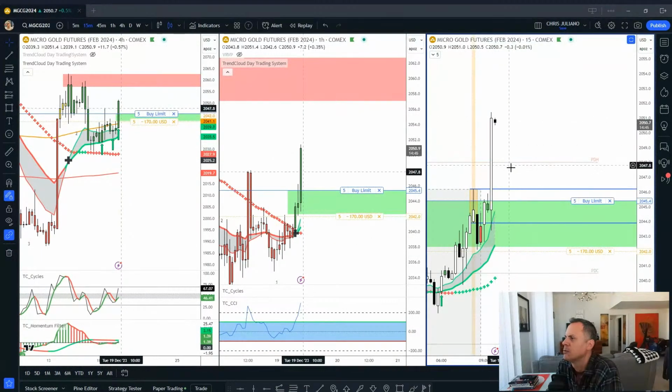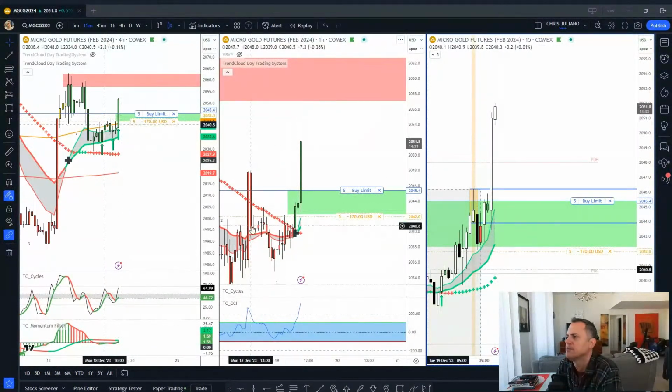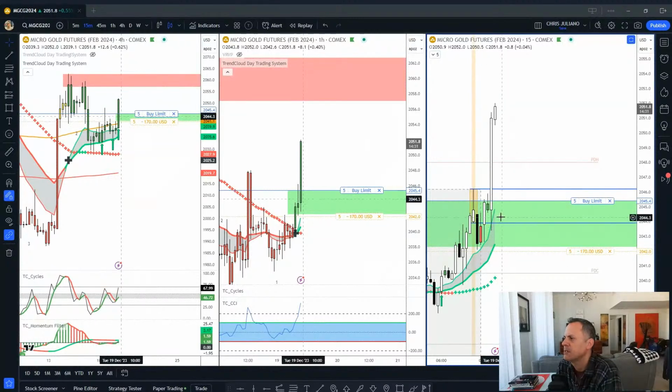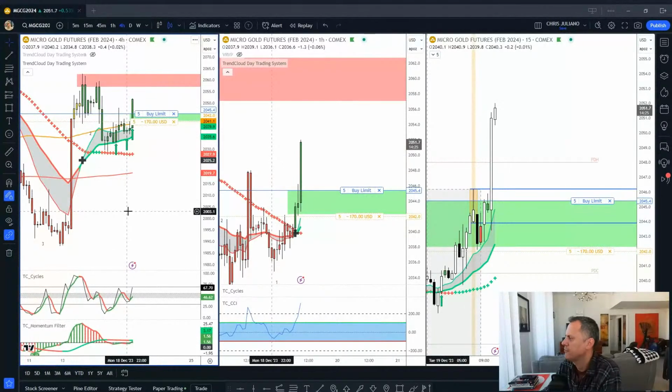Interesting. Does it pull back and just sort of hit this? Yeah, we never know. TrendCloud is right in here. Right, that 15-minute trend cloud. Man, that has just taken off like crazy.